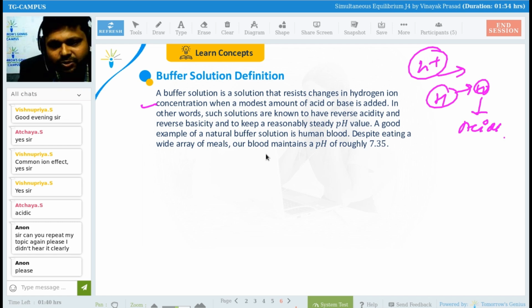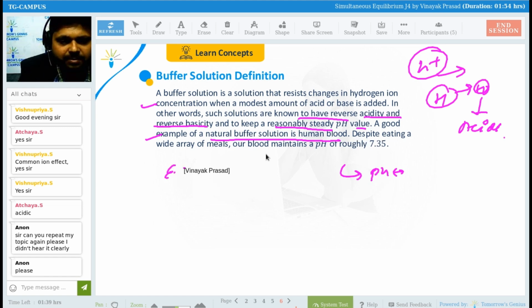In other words, such a solution is known to have reserve acidity and reserve basicity and keeps a reasonably steady pH value, right? So their pH value will increase or decrease only by a very minute amount. Is it okay? Any problem till here? A good example of a natural buffer solution is human blood. Getting my point? So if we have to take the example, that is what? Human blood. Any problem till here?